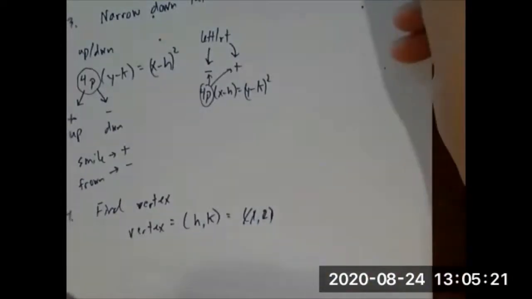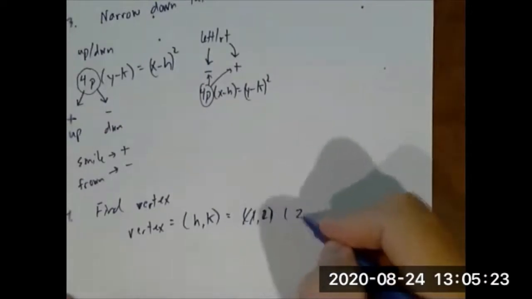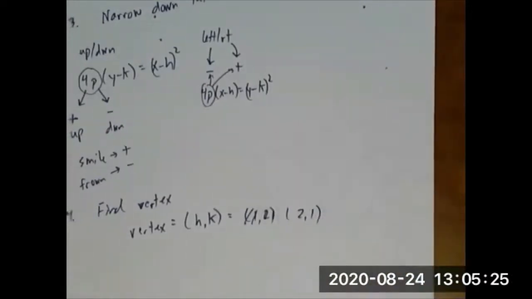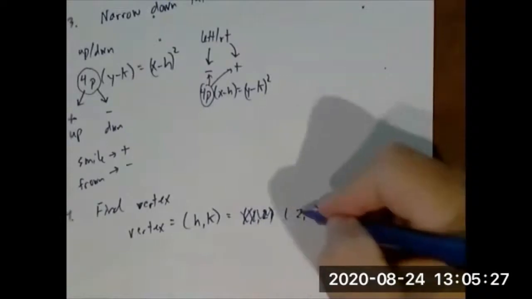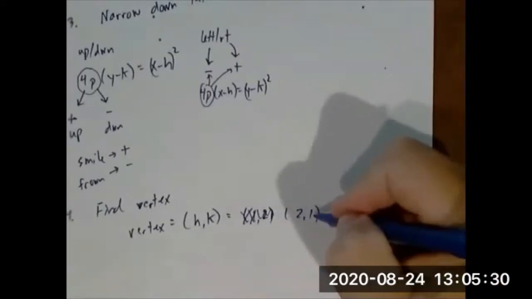Oops, see, I made a mistake. Good thing I checked my notes. H, K is 2, 1. So this is H, this is K.